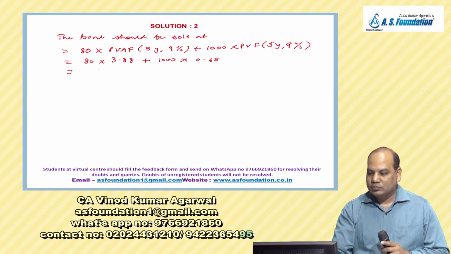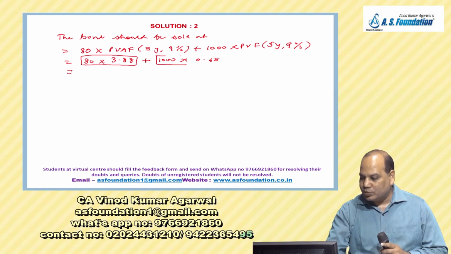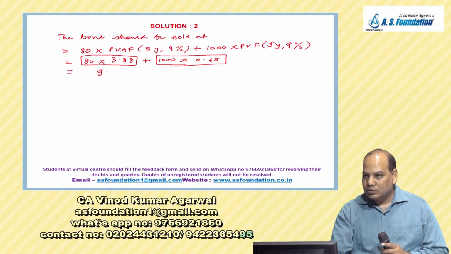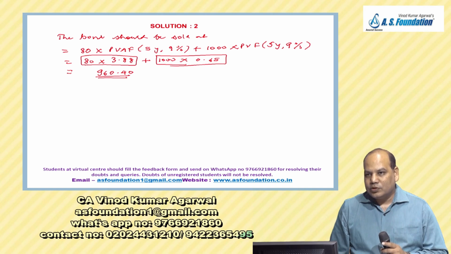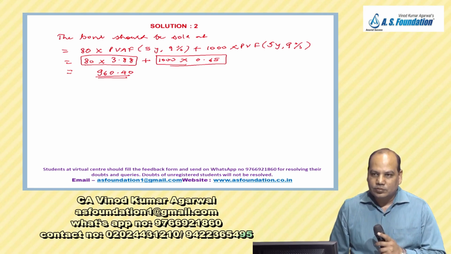How much is this one? 80 into 3.88 plus 1000 into 0.65. Final answer is 900, how much? 960.40. You should simply write that this bond should be sold at 960.40. Is it right? So that the rate of return to the buyer will be 9%.